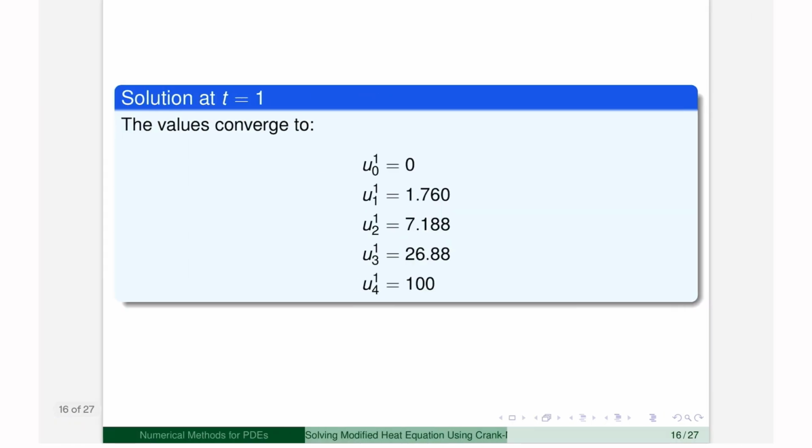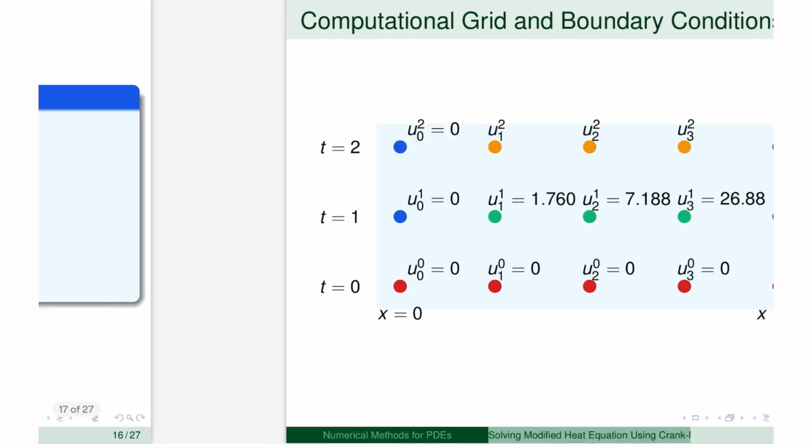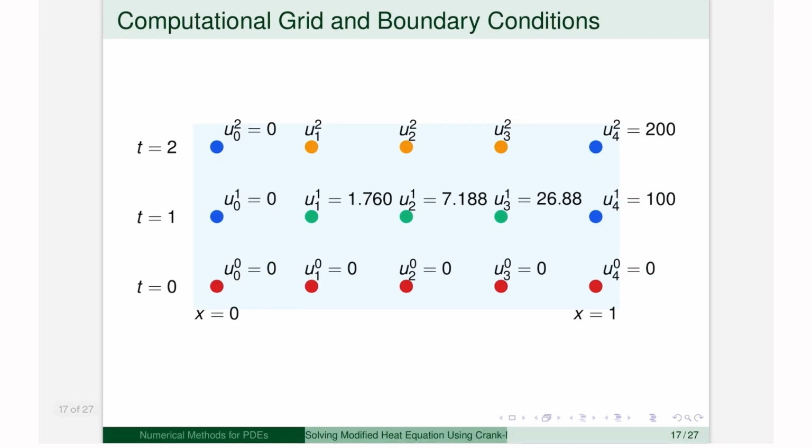So the solution converges to this: u01 will be this, u11 will be 1.760, u21 will be 7.188, u31 will be 26.22, and u41 will be 100. Now if you see the computational grid, we got this value, this value, this value, and this is the boundary condition. Using these values, we can calculate these 3 values in a similar way.